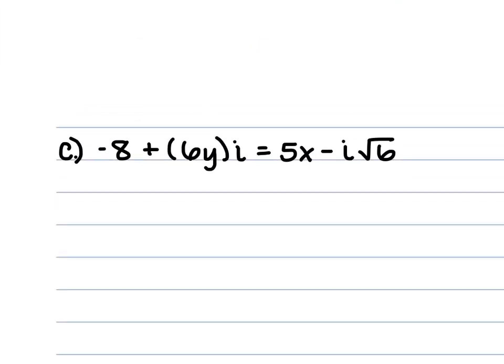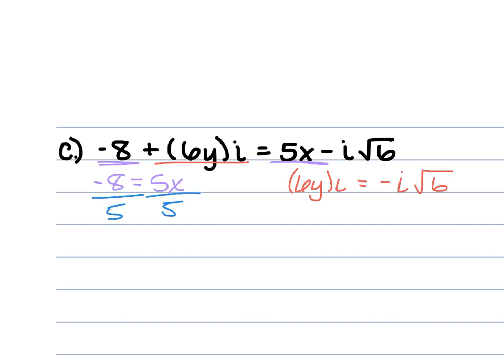For our next one, we have negative 8 plus 6y times i is equal to 5x minus i times the square root of 6. So our real parts here are the negative 8 and the 5x. So negative 8 is equal to 5x. And then our imaginary is the 6y times i is equal to negative i times the square root of 6. So we are going to start by dividing each side by 5 with the x to get x is equal to negative 8 over 5.